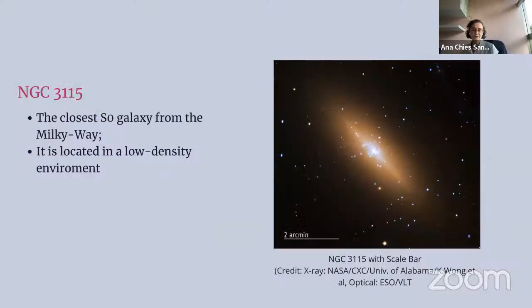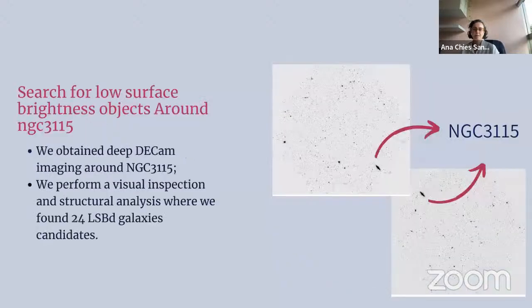Looking to study low surface brightness galaxies in low density environments, our group obtained deep imaging from Blanco DECam back in 2017. This region around NGC 3115 is a low density environment with not many massive neighbors around. Our first step was to inspect the area and search for ultra diffuse galaxies and low surface brightness dwarf candidates. We performed visual inspection and found about 40 low surface brightness candidates in these two DECam fields. After the photometry, we obtained the structural parameters for these 40 objects and found that 24 were consistent with being low surface brightness dwarfs around NGC 3115.